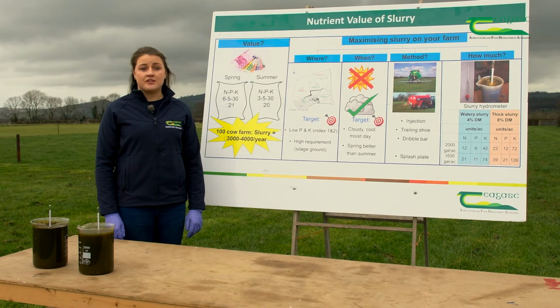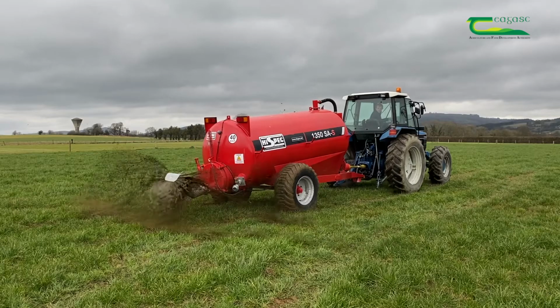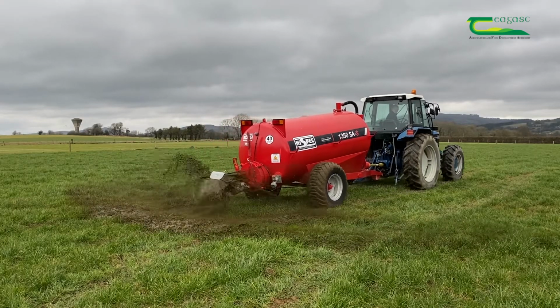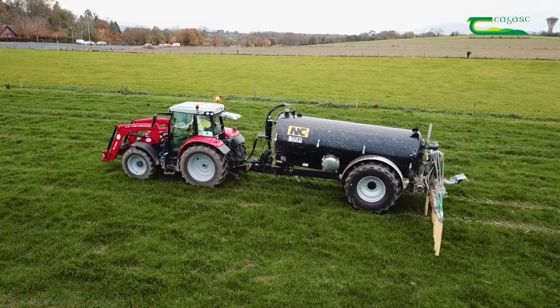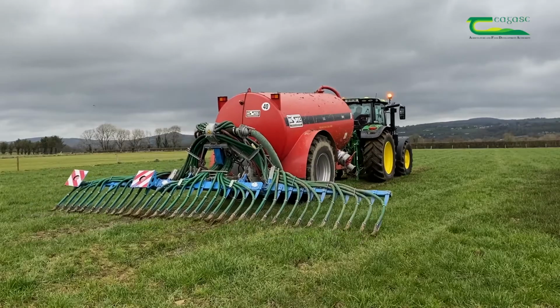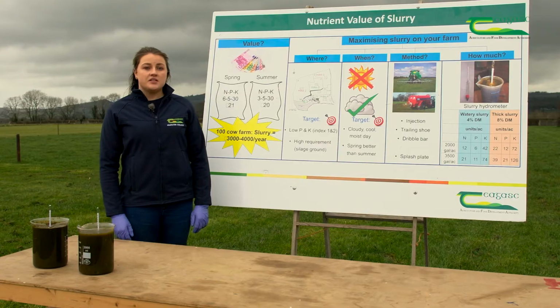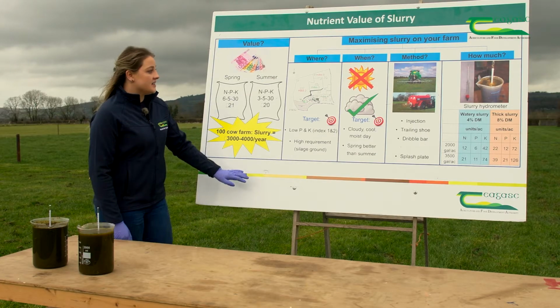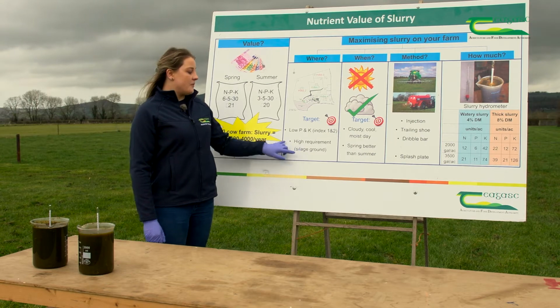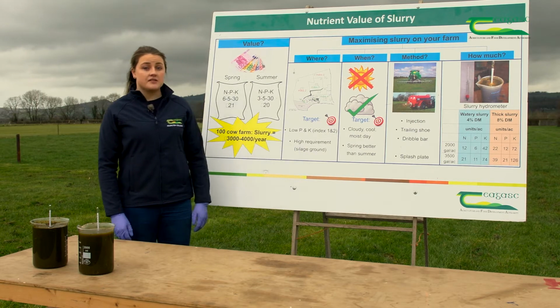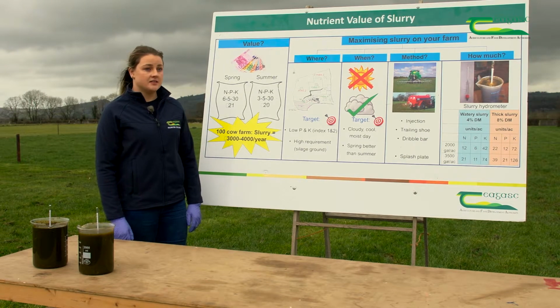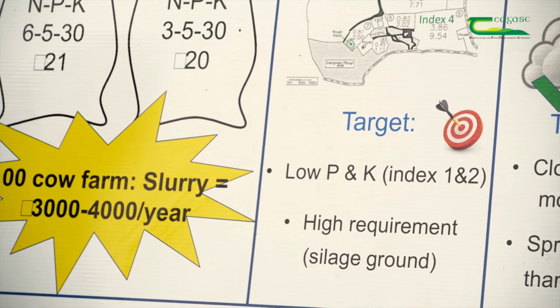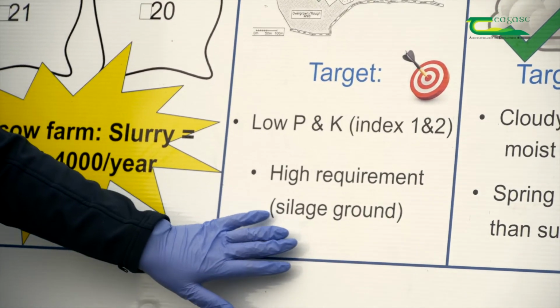Slurry is a valuable resource when used correctly by targeting paddocks that need it most and spreading it in the right conditions to minimise losses into the atmosphere by volatilisation and runoff into water bodies. We want to target to spread our slurry in the springtime. We want to target our low index paddocks for P and Ks, which we would have those results from our soil test. It's also important to incorporate slurry into our silage ground.